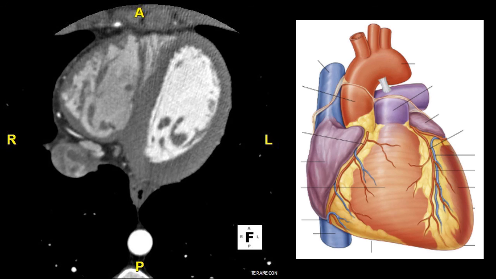Let's orient ourselves quickly. Remember, we can only see the right and left ventricles. So I'll draw a line showing approximately where we are. The next images will show the ventricles disappearing.